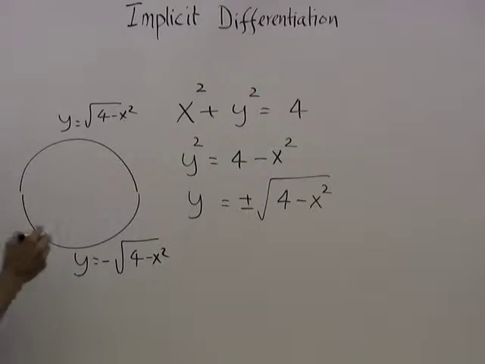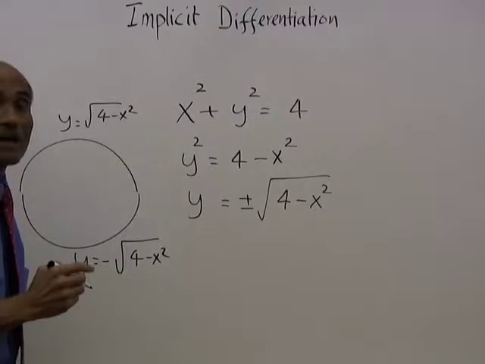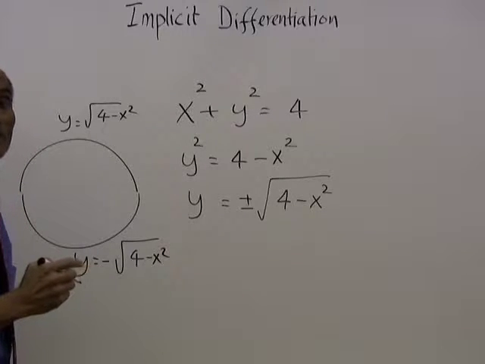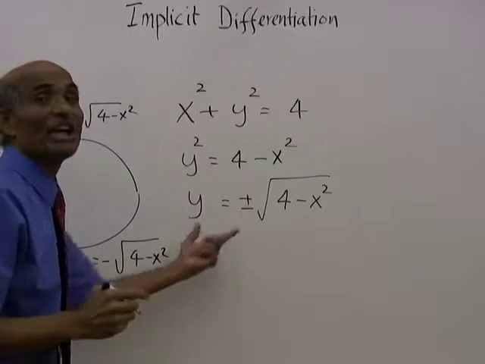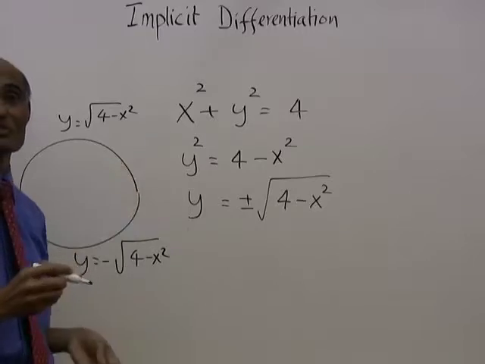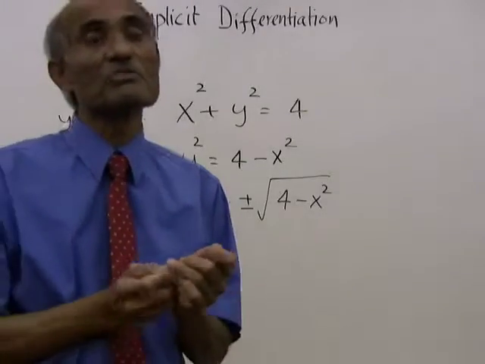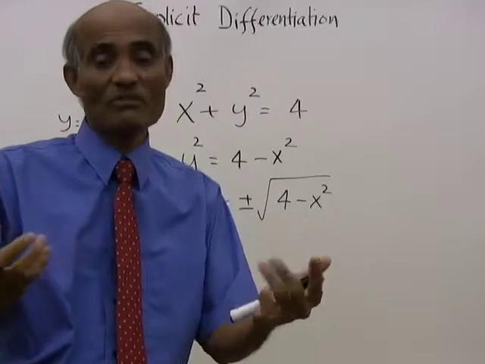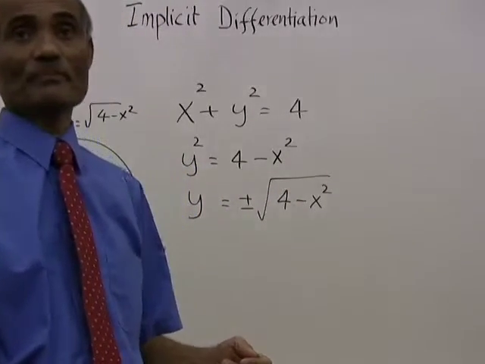That's right. So here there are two functions, y equal to plus or minus square root of 4 minus x squared, which are the explicitly defined functions that describe this circle. So you must clearly understand the difference between an implicitly defined function and an explicitly defined function.